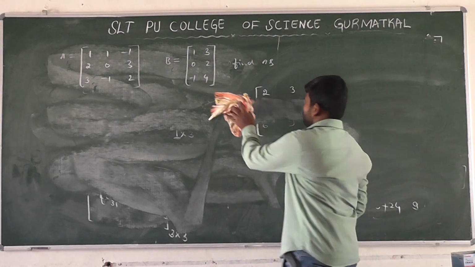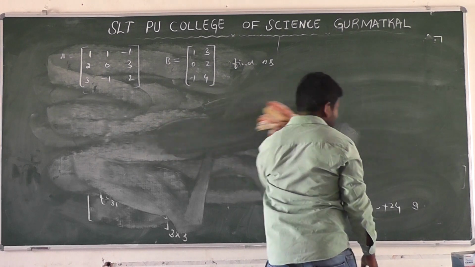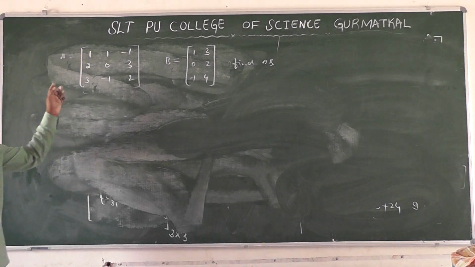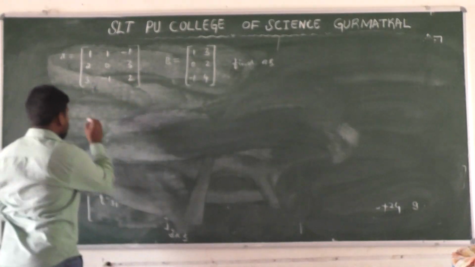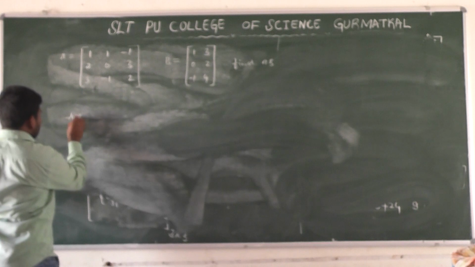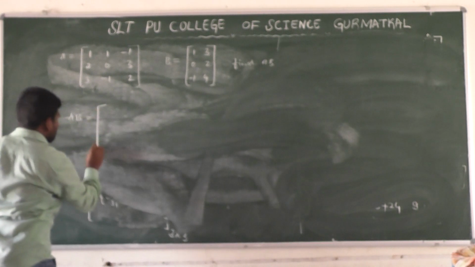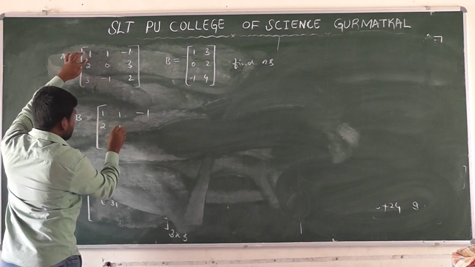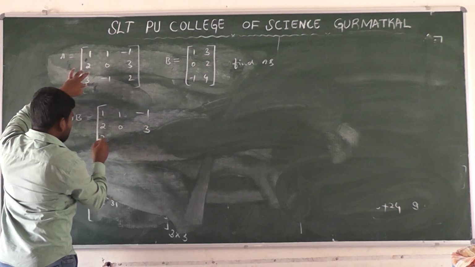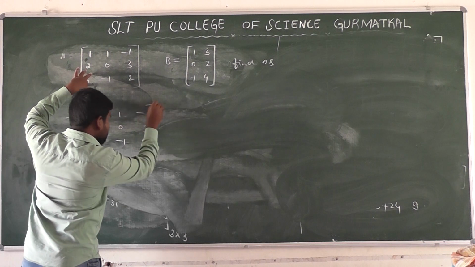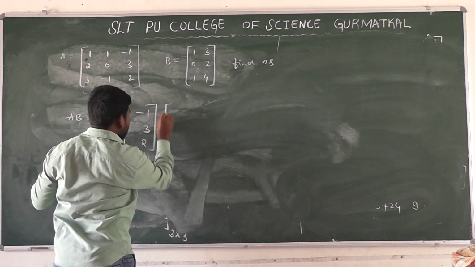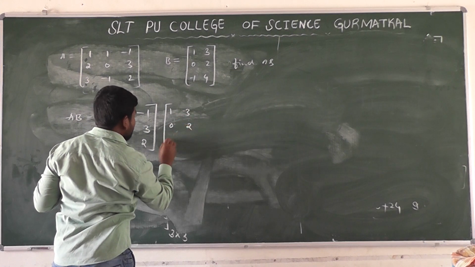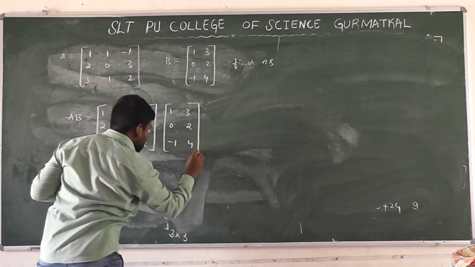Then find AB. First we have to see how to multiply the two matrices here. First, the number of columns of the matrix A must equal the number of rows in the matrix B. Here AB. What is A? A is [1 1 -1; 2 0 3; -1 ...]. And what is B here? B is [1 3; 0 2; -1 4], right?